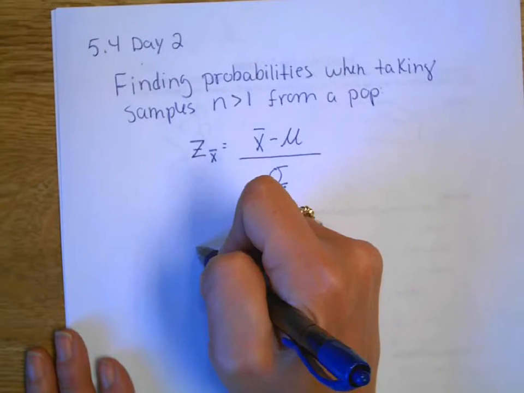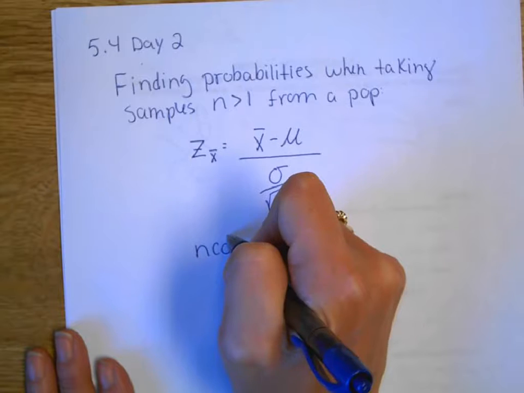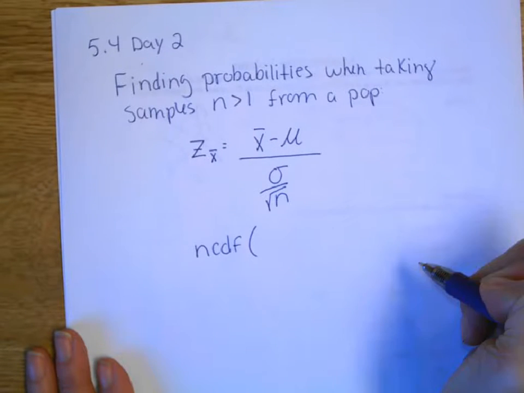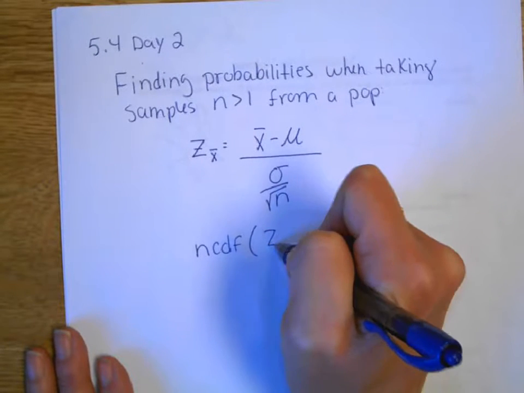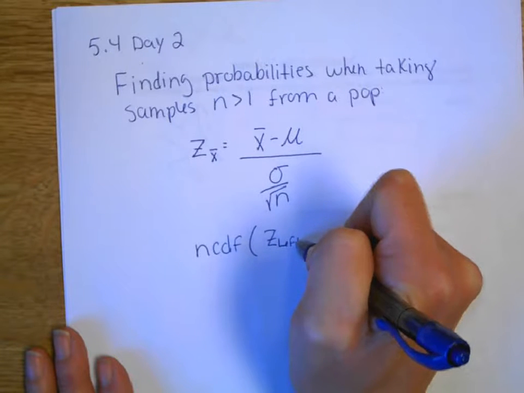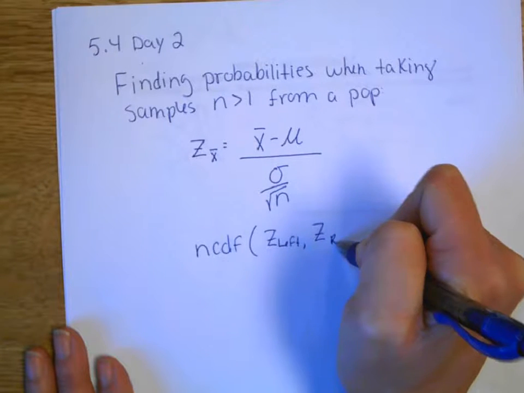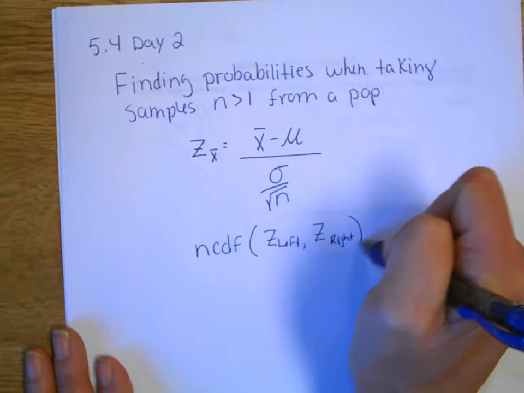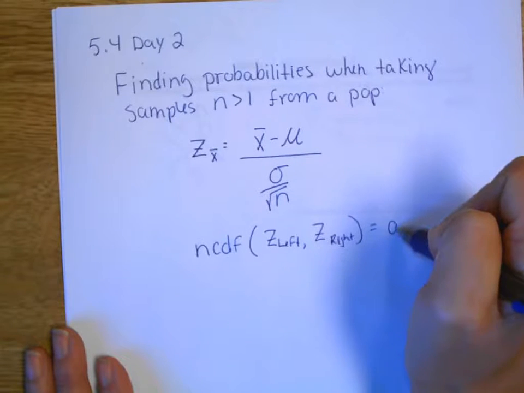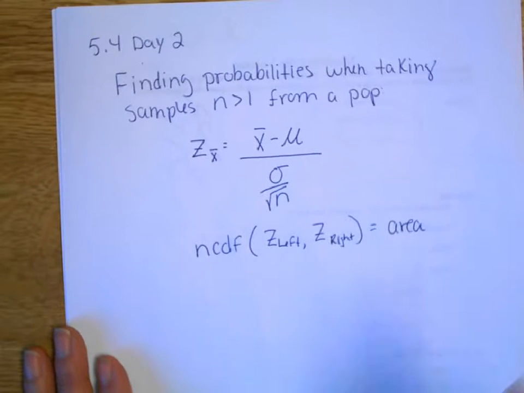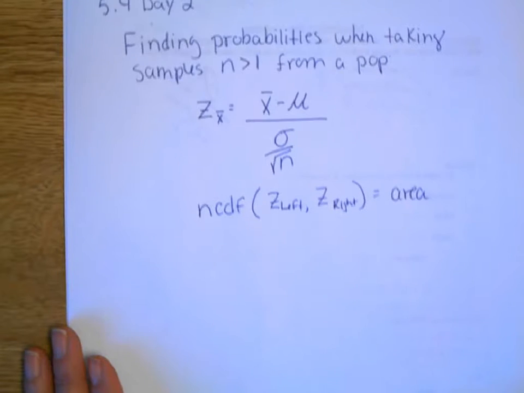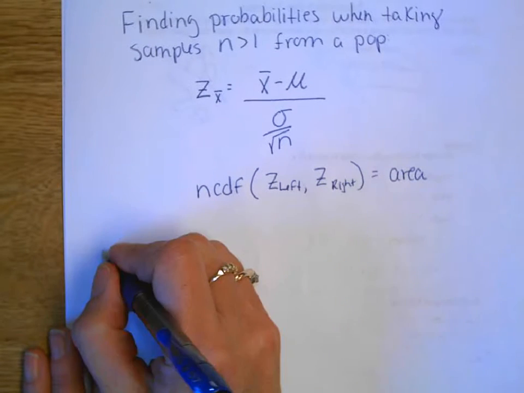We're still going to be using NCDF, where we feed it left z-score and right z-score to get the probability or the area. So we will jump right into an example.